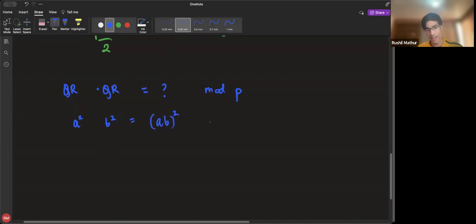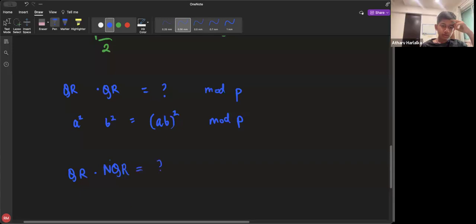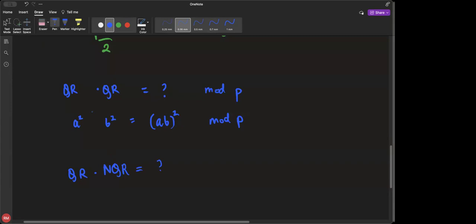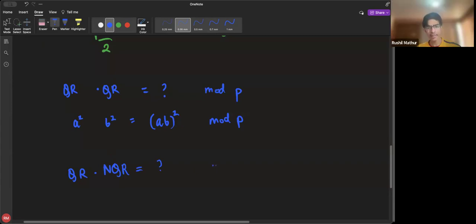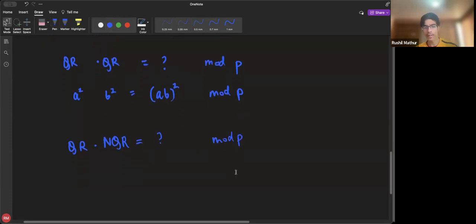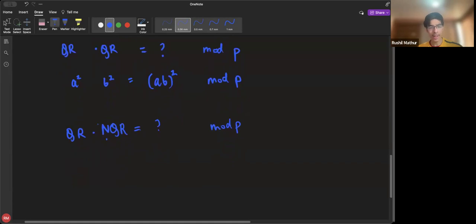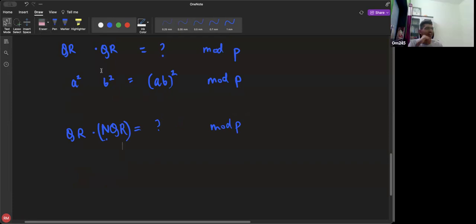So yeah, it is a QR. Okay. What about QR into NQR? No, N is not a number here. NQR is a single expression. It's a number which cannot be represented as the square of some other number. It's not QR into N into QR, if that's what you were confused about. It will be NQR only.